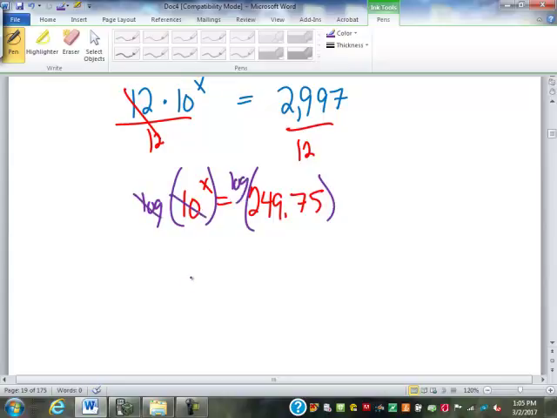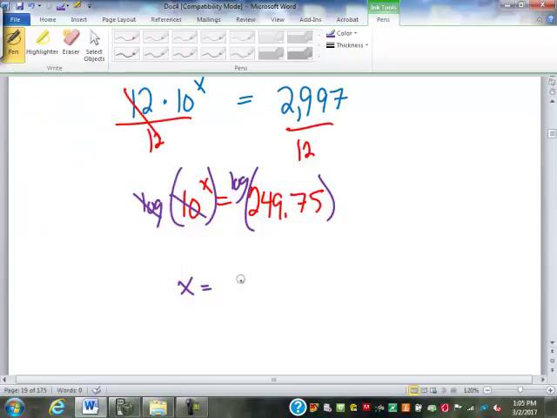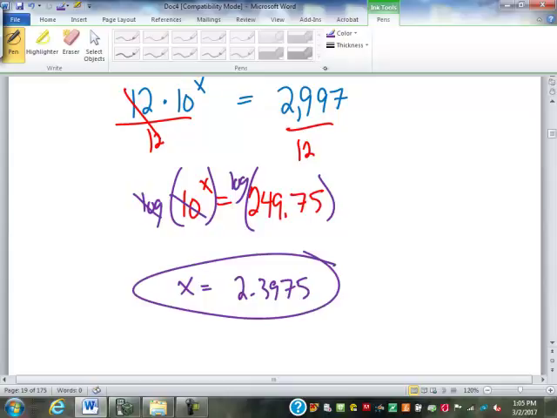So the log and the 10 cancel out. To do the log, of course, base 10 of 249.75, I am going to hit log. And yes, I'm going to hit second answer to tell the calculator to use that previous answer. And I get 2.3975. Does that make sense?